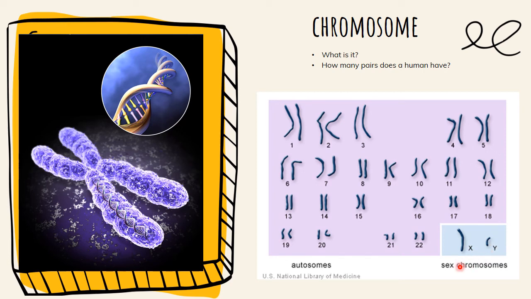A sperm can have either X or Y chromosome, but an ovum can have only X chromosome. So the one that determines the gender of a baby is actually the father. If the baby has XX chromosome, it means that the baby is a girl. If the baby has XY chromosome, it means that the baby is a boy.